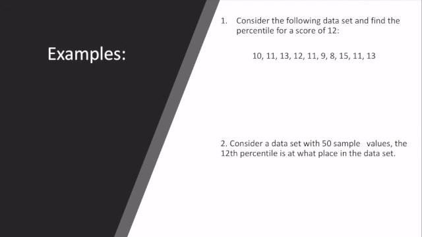Now let's consider the following data set. I want to find the percentile for a score of 12. The first thing I need to do is put these in order from smallest to largest, making sure I don't forget any piece of data because every piece of data is important. So how many values are less than 12? 1, 2, 3, 4, 5. So x equals 5 divided by, how many are there total? 9, times 100. So we are going to take 5 divided by 9 times 100.